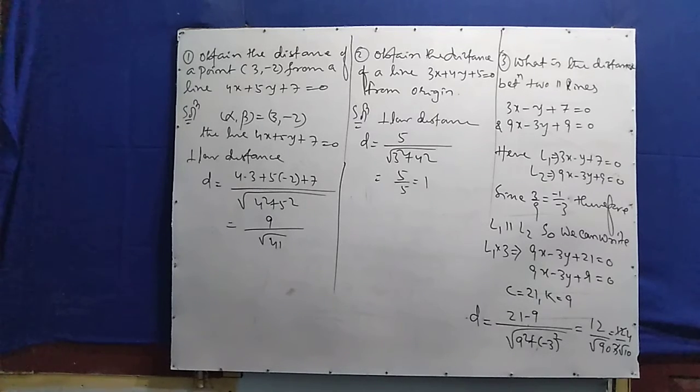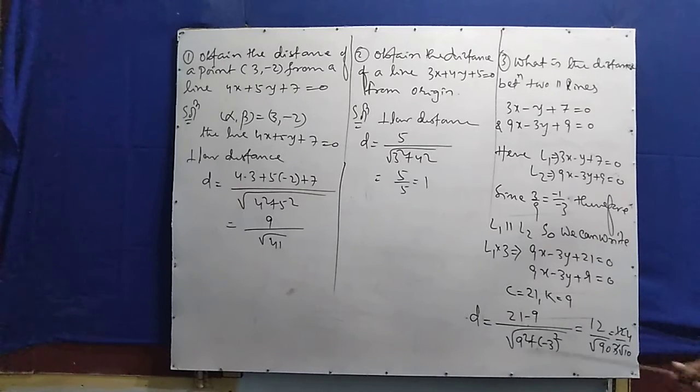After parallelism, look at the coefficients: 9x and 3y here, and 3x and minus 1 here. So we have to multiply 3 with equation 1. Then you will get 9x minus 3y. Here also 9x minus 3y. After multiplying 3 with the first equation, you get 9x minus 3y plus 21 equal to 0. The second equation you keep as it is, because you equalize the x and y coefficients. The x coefficient and y coefficient should be equal.